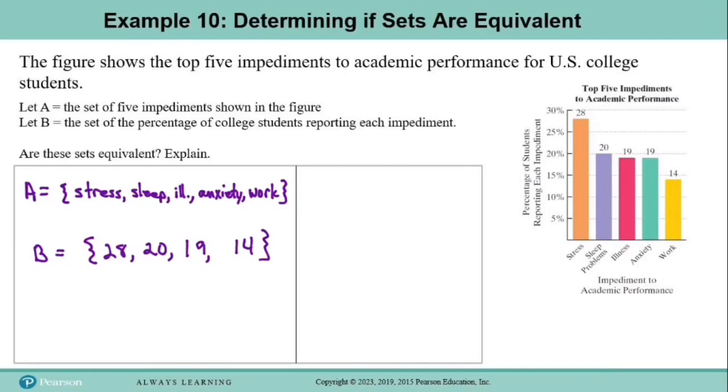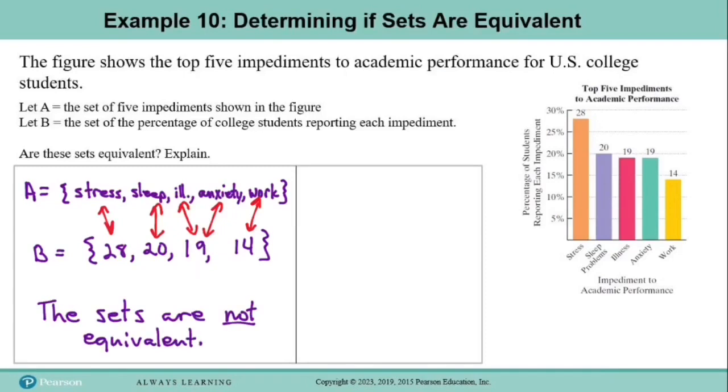So the stress element in set A matches the 28 in set B, the sleep matches the 20, and the illness matches the 19, but then there are 2 elements left in set A and only 1 element in set B. So the anxiety, you can see from the graph, actually matches the 19. That means there are 2 different impediments that match the same percentage, and therefore this is not a one-to-one correspondence, and that means that set A is not equivalent to set B.